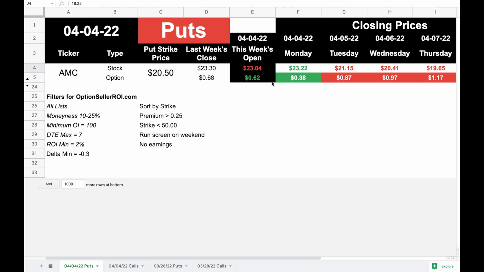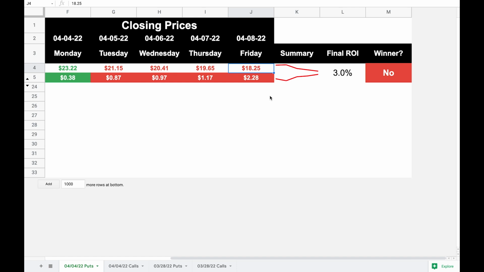So the prices down here at the bottom, these are all per share prices. So 62 cents times 100 shares would be $62. 68 cents times 100, $68. So the overall ROI is 62 divided by 2050, and that would be 3%. That would still have been a very good play, and now you have 100 shares of AMC.